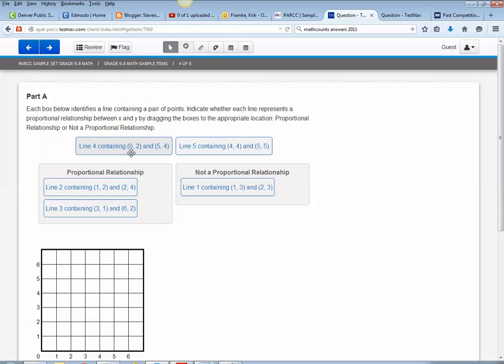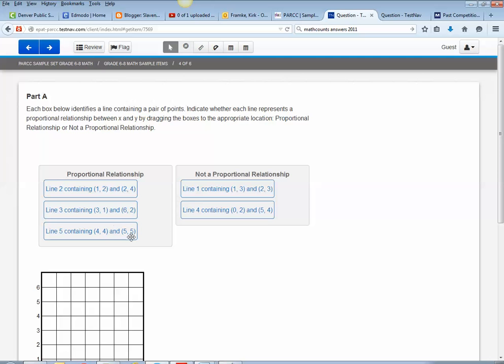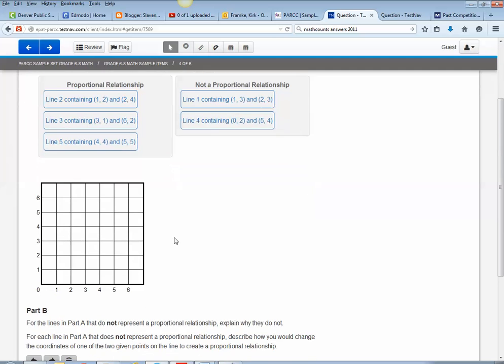Right. What did I multiply 0 by to get 5? Well, there's nothing I can multiply 0 by to get 5. In line 5, what did I multiply 4 by to get 5? Well, multiply by the same thing that I multiplied again. That one was pretty obvious.